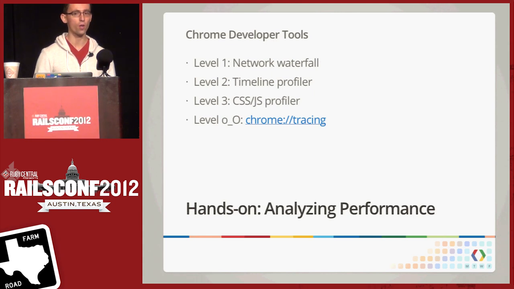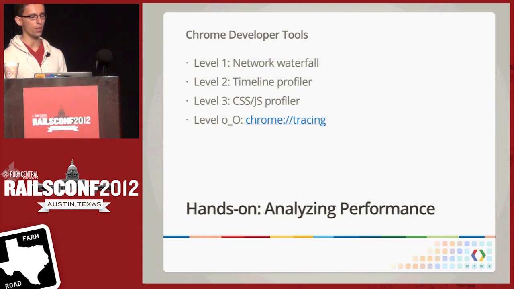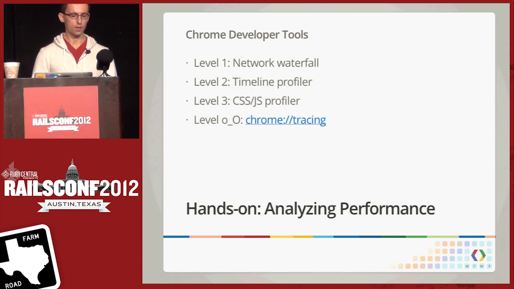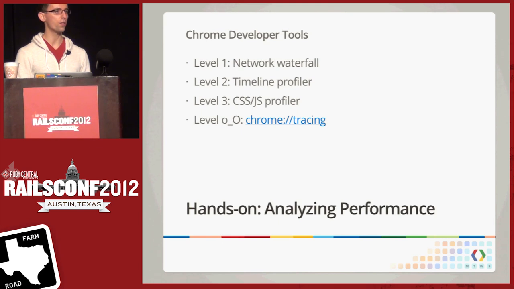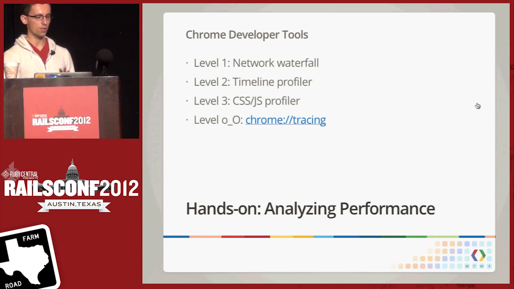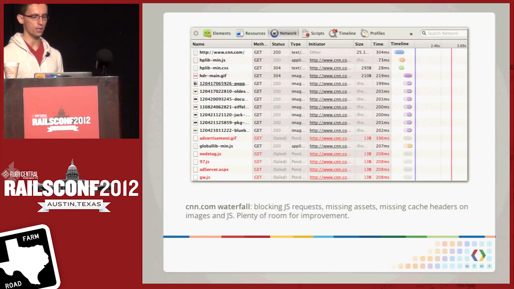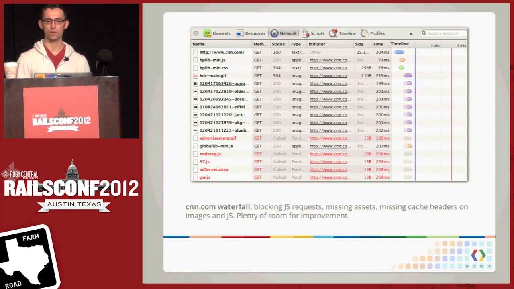There's a network waterfall, which I think many of you guys are familiar with. There's a timeline profiler, which few people actually use, but is actually incredibly powerful. There's the CSS and a JS profiler specifically to help you optimize those specific components. And then there's some of this crazy stuff in tracing, which we'll take a very brief look at. So the network waterfall should not be new, I hope.